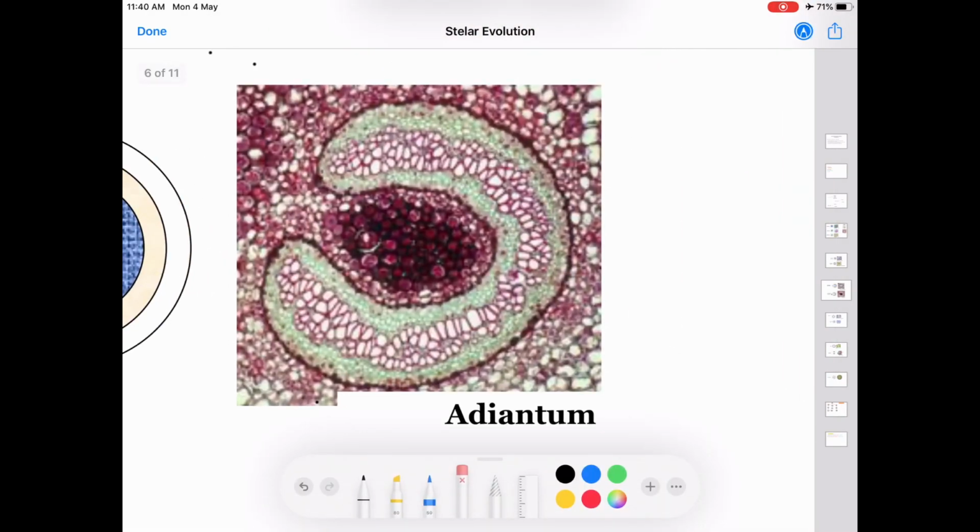Look into this picture. This is the centrally occupied pith. Pith in turn surrounded by this phloem. This green colored region is the phloem. Then phloem in turn surrounded by the xylem. Xylem in turn again surrounded by the phloem. This is the leaf gap.